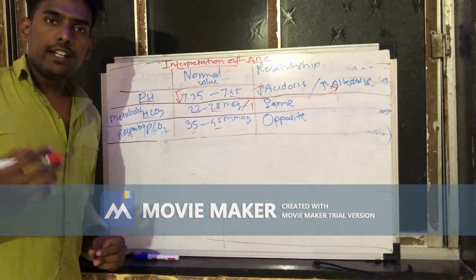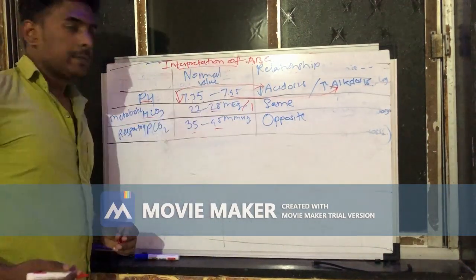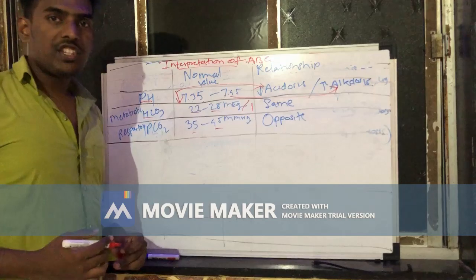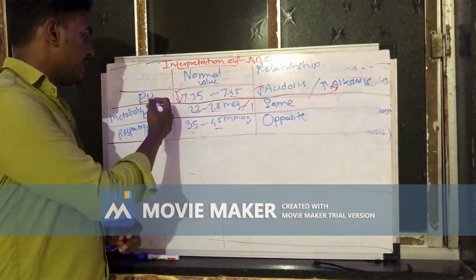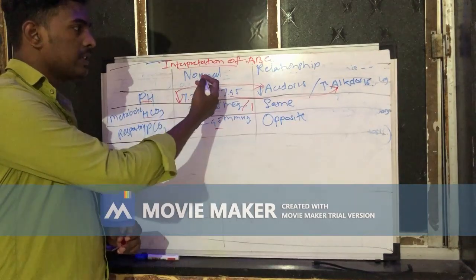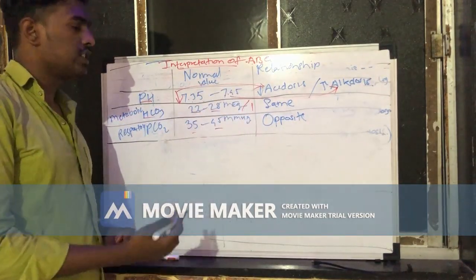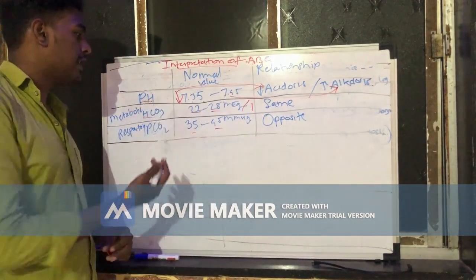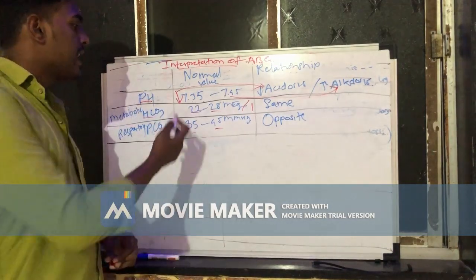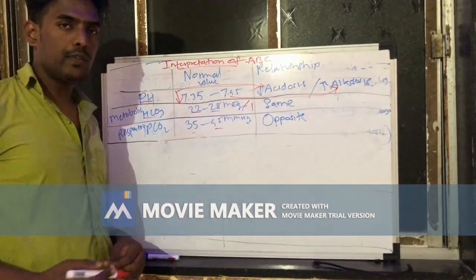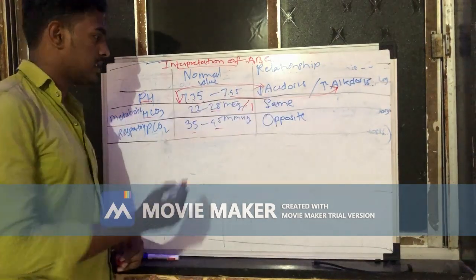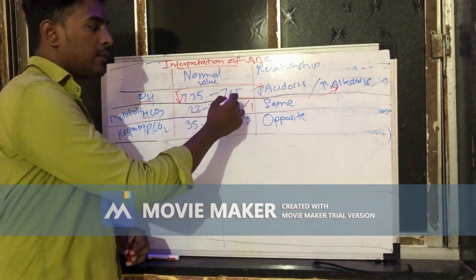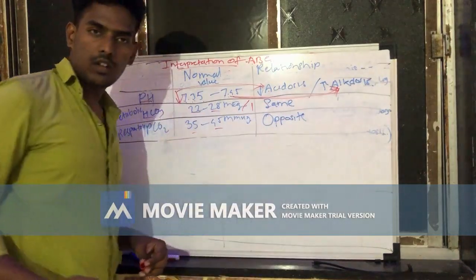So here we will continue with the interpretation of the ABG. Last time I talked about one chart. This is that chart. So what are the components of this chart? The pH, SCO3, PCO2, their normal values and their relationships. Last time we saw the normal values. What is the normal value of pH? 7.35 to 7.45. If it is less than 7.35, we call it acidosis. And if it is more than 7.45, we call it alkalosis.